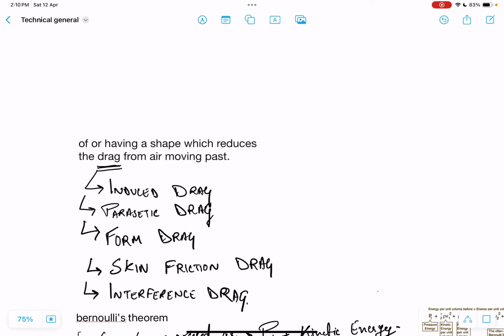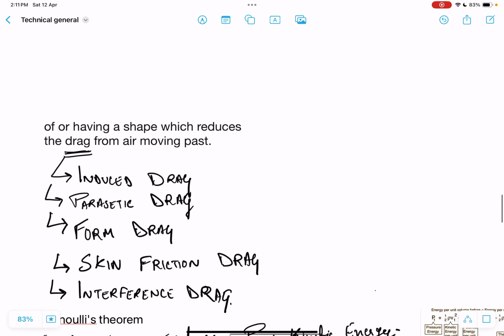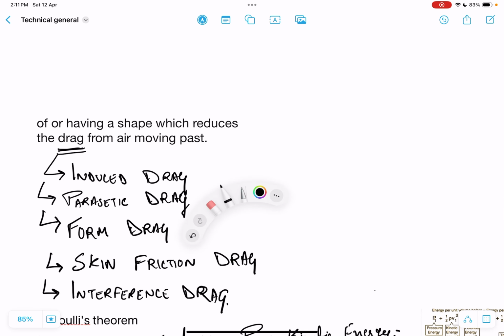That depends on which kind of drag. It can be induced drag, or parasitic drag, form drag, skin friction, or interference. Now to understand what kind of drag, you need to understand what the types of drag are. Now what is parasitic drag? Parasitic drag is basically whenever something touches the airframe, it generates parasitic drag.